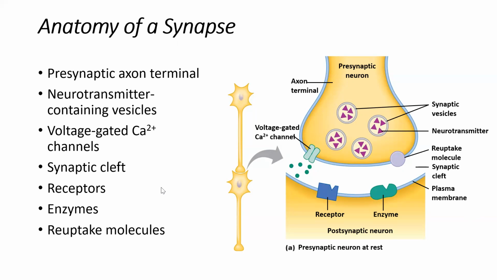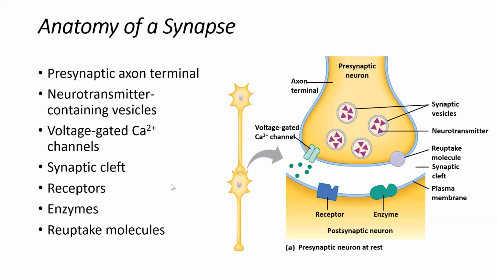We also want to think about the receptors. So there are receptors located on the postsynaptic neuron, right? The adjacent neuron. And these receptors are going to be specific to whatever the neurotransmitter is that is stored in these synaptic vesicles, okay? So this receptor has a specific binding site that matches whatever neurotransmitter is stored in the vesicles at the presynaptic axon terminal.